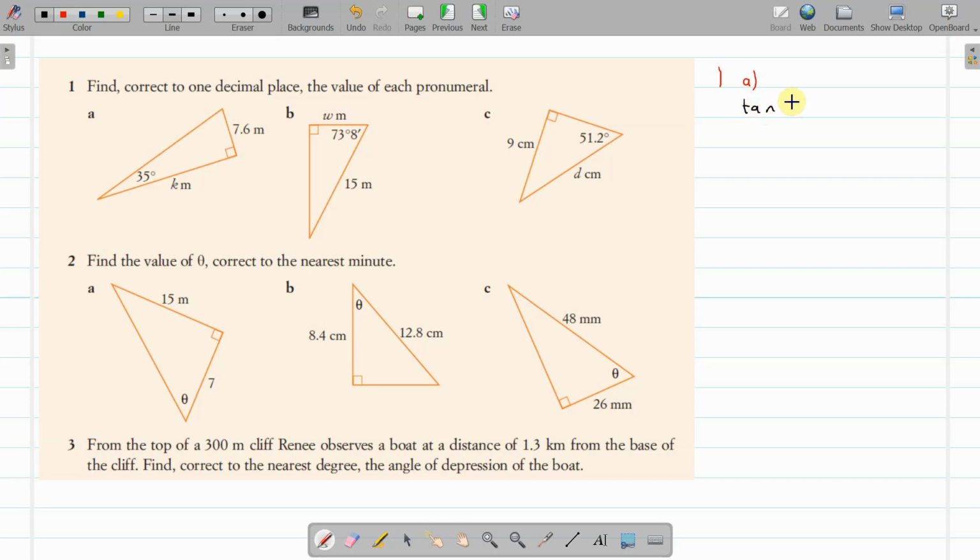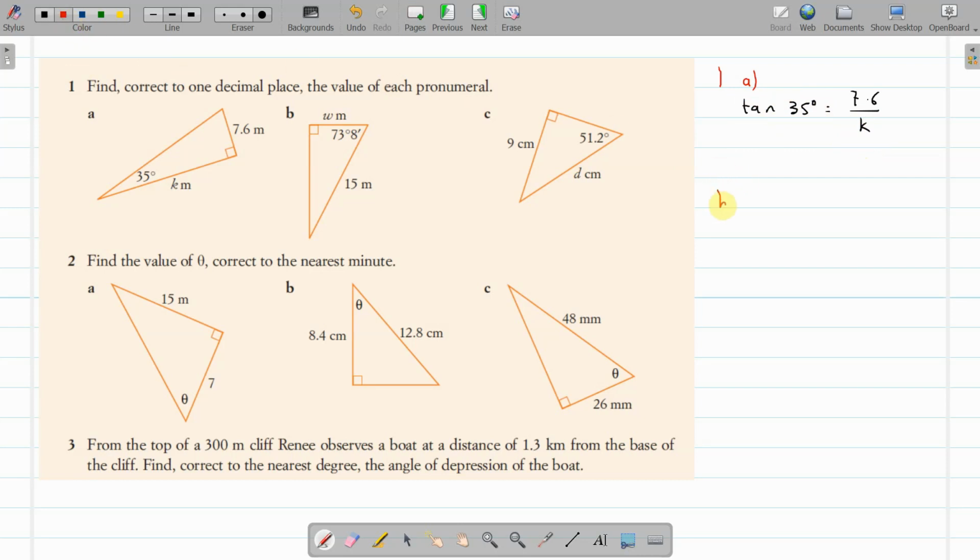We'll set it up first by writing it this way. The tan of 35 degrees is the opposite side, which is 7.6 meters, over the adjacent side, and that's the letter K. So we've got to find out what K equals. When you've got the unknown in the bottom, in the denominator, you swap tan of 35 degrees with K, just swap them around, and you should be able to put that on a calculator to work out what it is. So tan of 35 goes in the denominator and K goes over here.